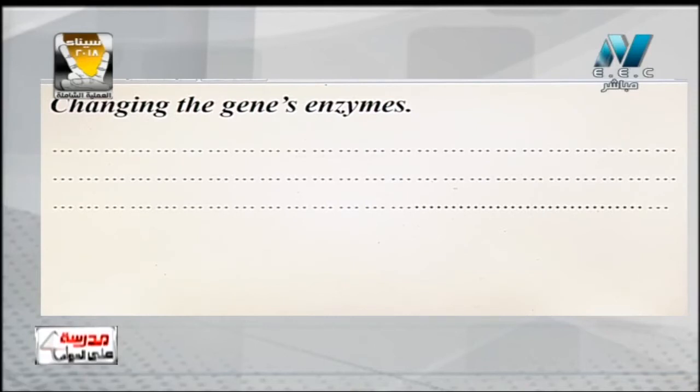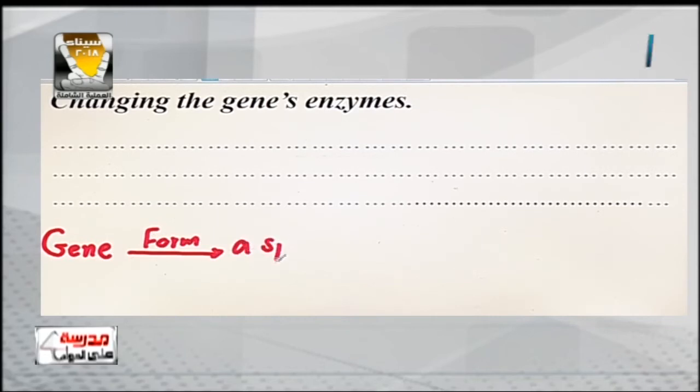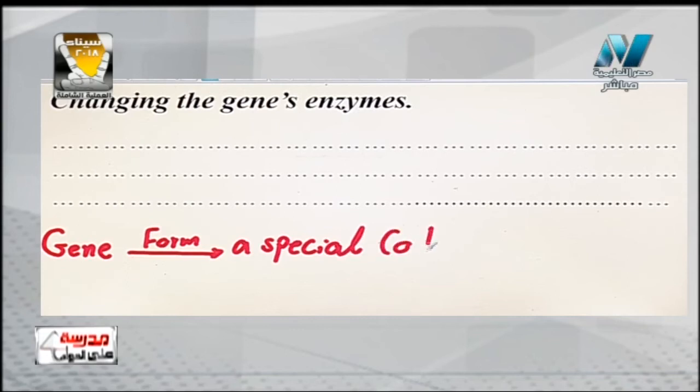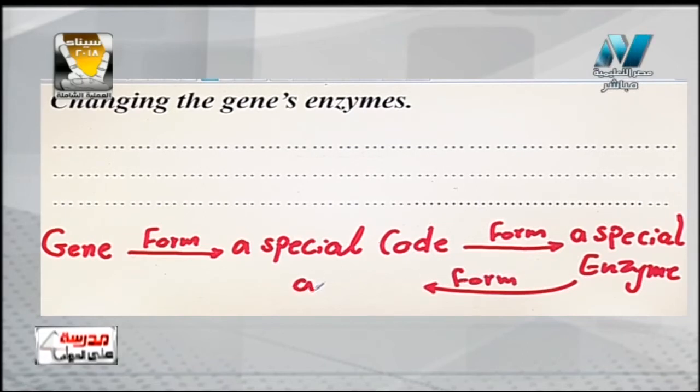Here we have another type of question, as we can see here, it says what happens. What happens if we change the gene's enzyme? We know from unit 3 that each gene codes for a special enzyme, and each enzyme forms a special trait, a specific trait.